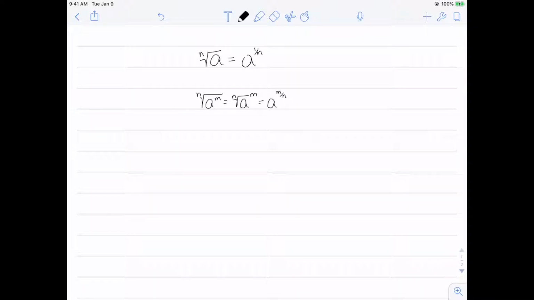On the other hand, the nth root of a to the m power is the same thing as the nth root of a, all raised to the m power, which is a to the m over n. So the top of the fraction tells me what power I should be raising it to, while the bottom tells me which root I should be taking.